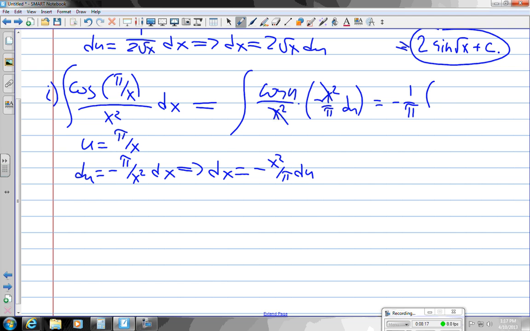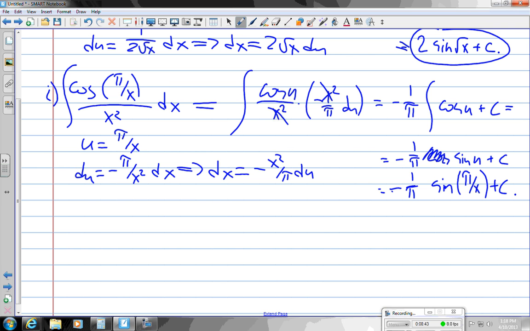Negative 1 over pi comes out. Leaves you with that. So same problem as before. We'll integrate that. So it becomes sine of u plus a constant, so negative 1 over pi sine of pi over x, substituting pi over x back.